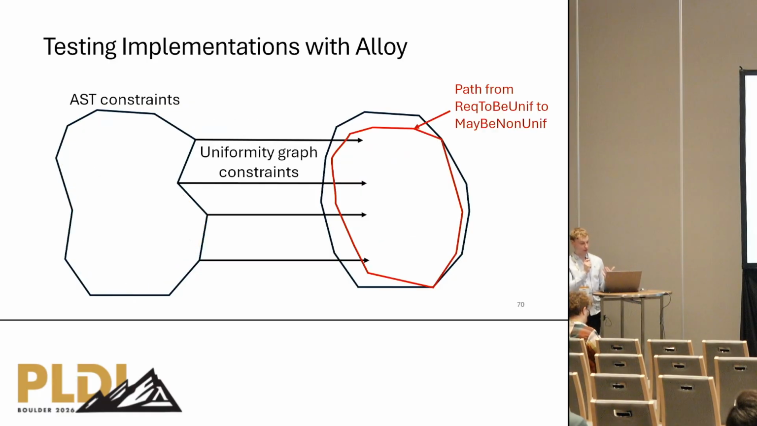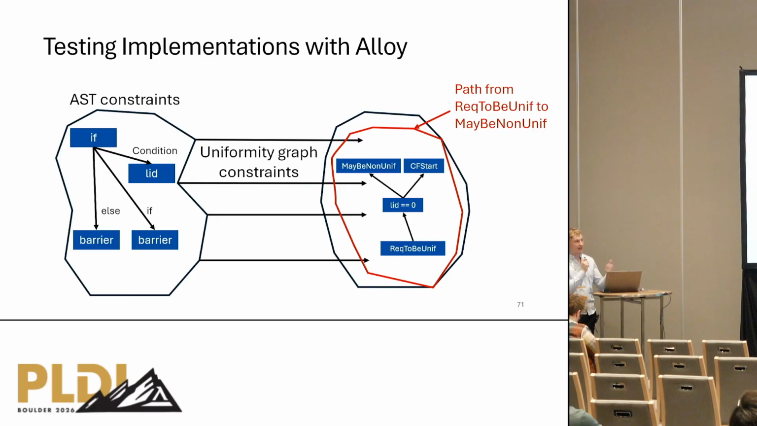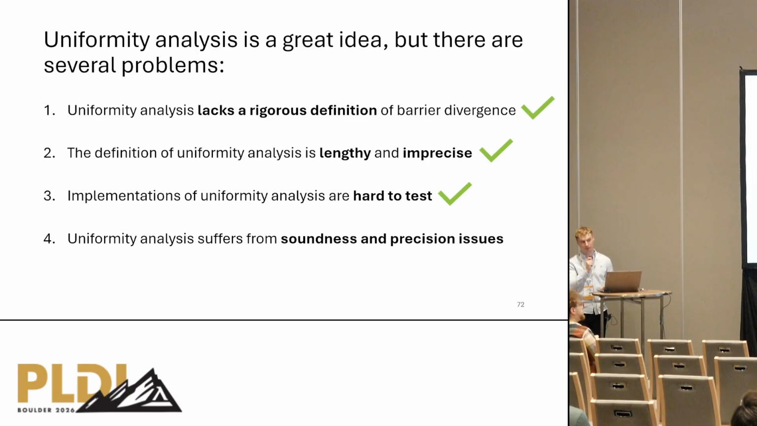Where this gets really powerful is that we can ask for constraints on the actual analysis graph. So we could ask for Alloy to give us an analysis graph that has a path from required to be uniform to maybe non-uniform. And if you recall, that means a shader that will be rejected by the analysis. And so Alloy might give us back exactly the program we saw before. What we could then do is give this program to an implementation of the analysis and check that it does what we think is the right thing. So in this case, it should reject the program because it has barrier divergence. Right, so now we have a way to test implementations of the analysis as well.